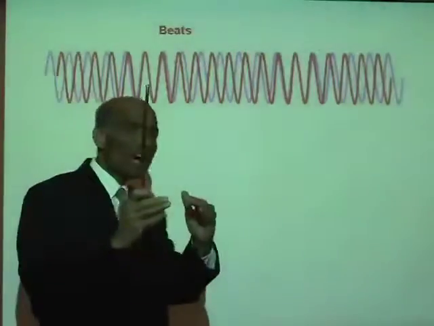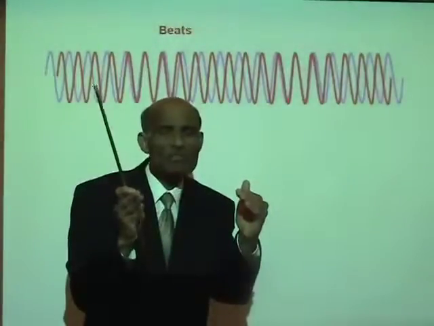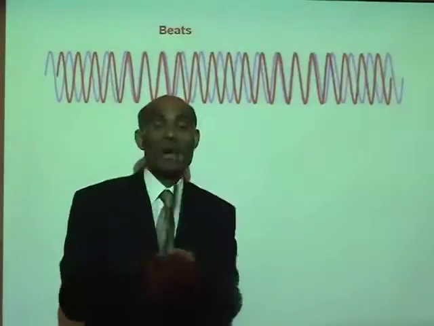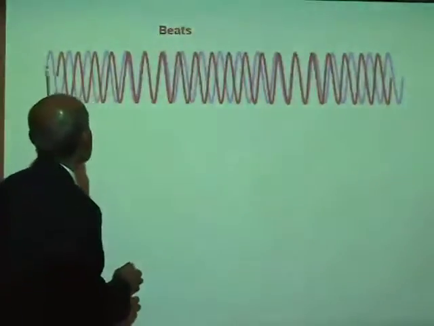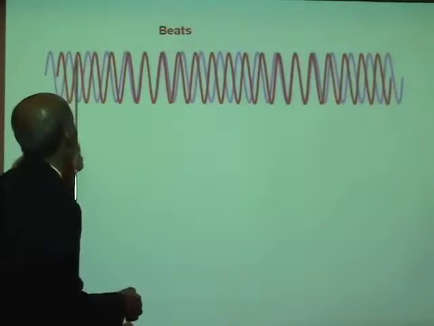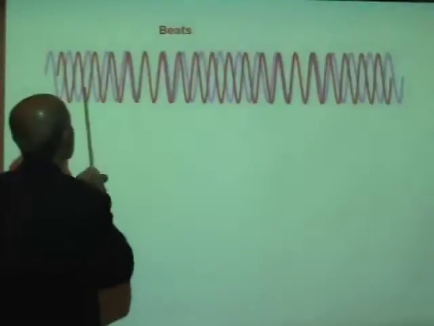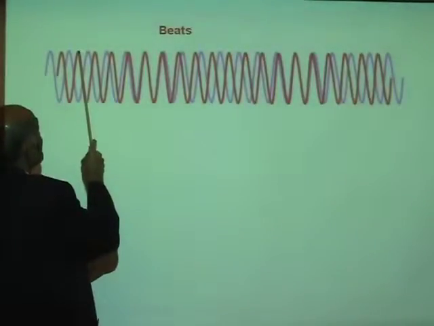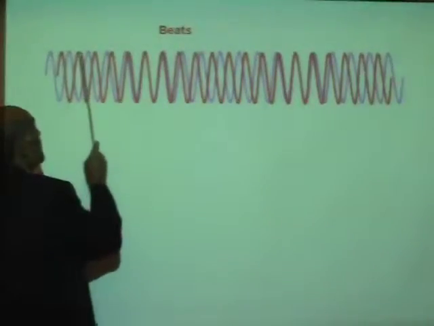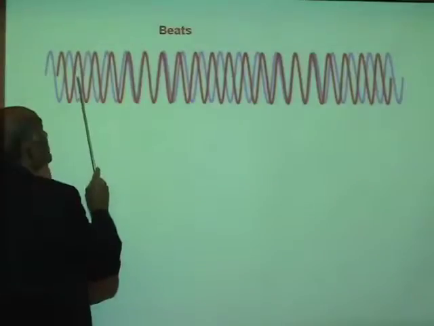Actually, they are of slightly different frequency. That means they have slightly different wavelength. That means if they start out in phase, after some time they will be completely out of phase. See that here? The red wave, the compression is falling on the rarefaction of the blue wave. Here they are completely out of phase.